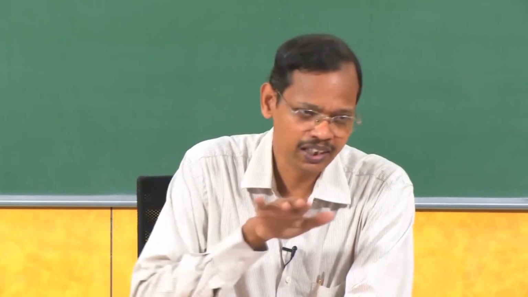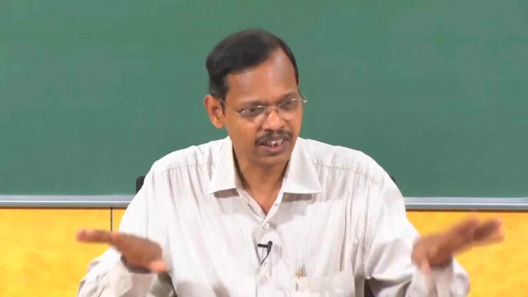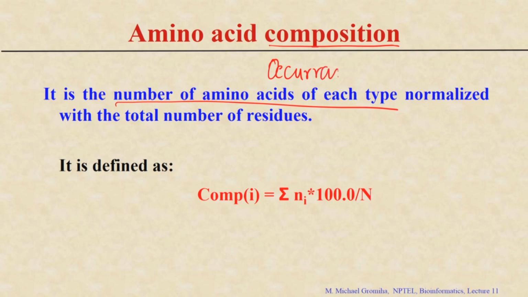If you normalize with the length, then you can see whether there is any preference of amino acid residues in any particular protein of different lengths. In this case we use the term composition. Composition gives you the normalized value of amino acid occurrence. Essentially, the number of amino acids of each type is called the occurrence, and it is divided by the total number of residues, n.